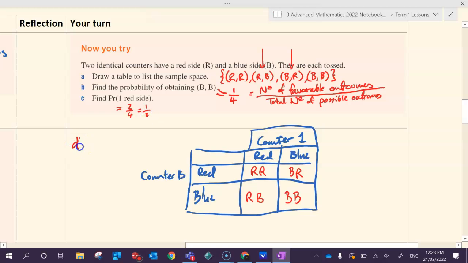If I threw in my own beautifully fun question, probability of at least one red. At least means one or more. Now I've got to include that one as well, don't I? The double R. And it would be 3 out of 4.